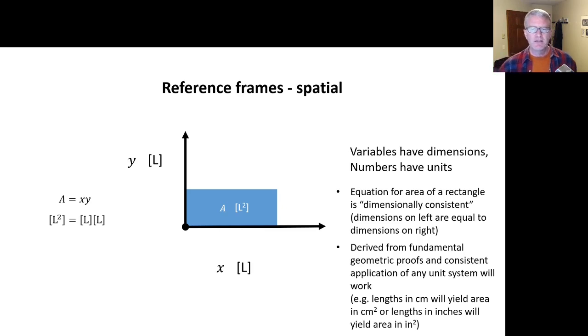A consequence of dimensional consistency is that any consistent application of units will work for this equation. For example, we can use either inches or centimeters for the lengths of the base and the height, and get corresponding units of square inches or square centimeters for the area. This is the foundational theory underlying why we carry units through calculations with dimensional consistency to help us double check if we have plugged appropriate numbers into the equation.